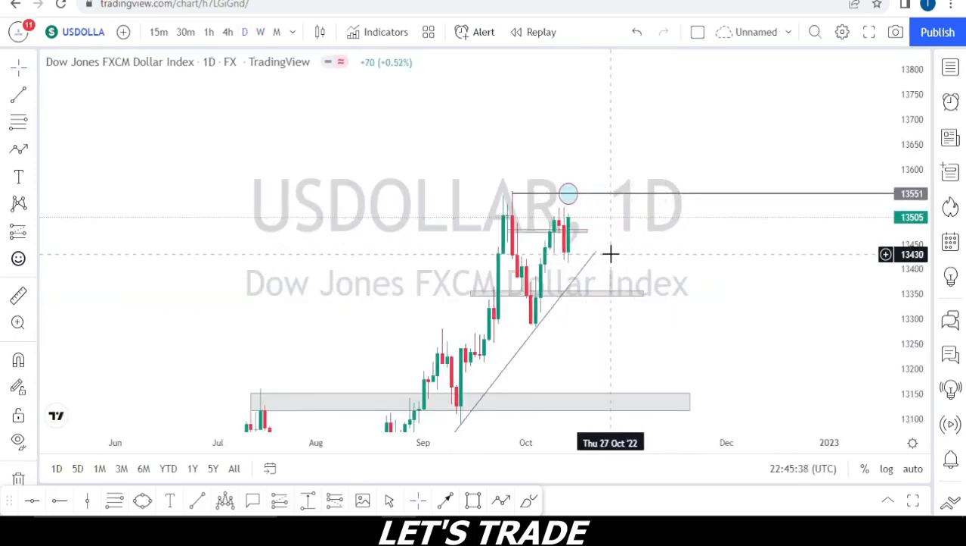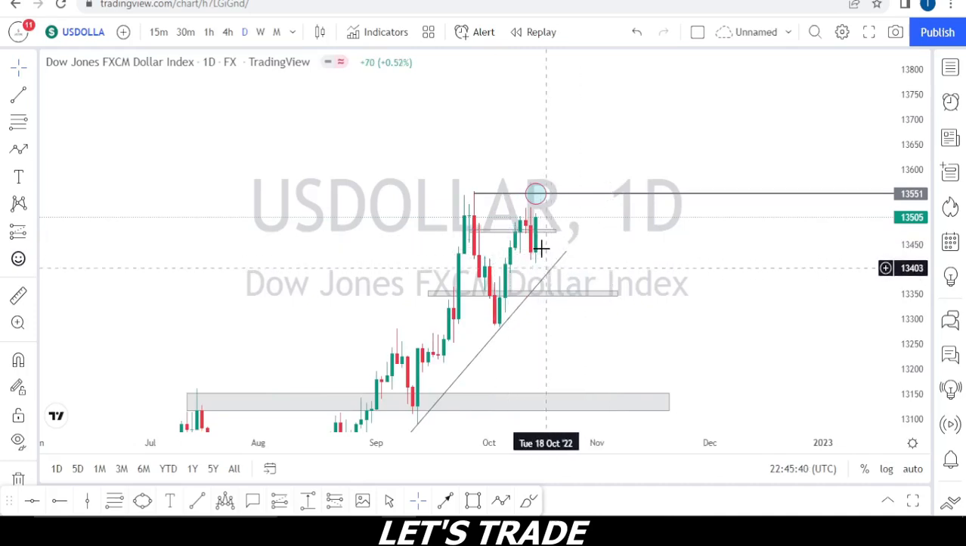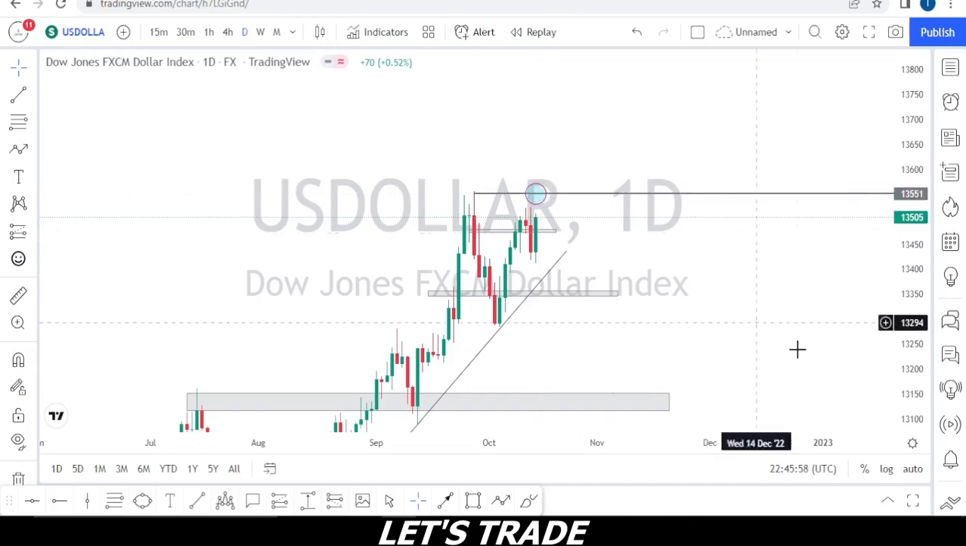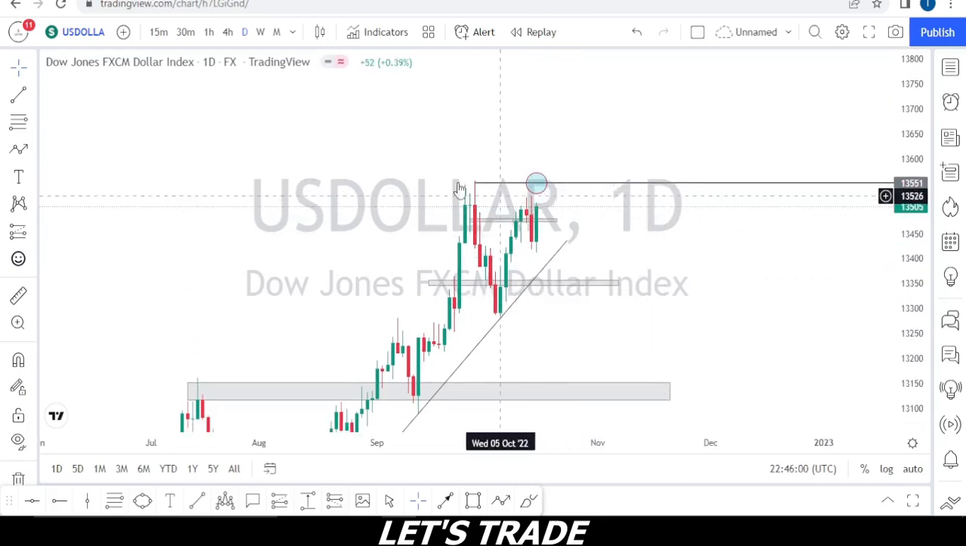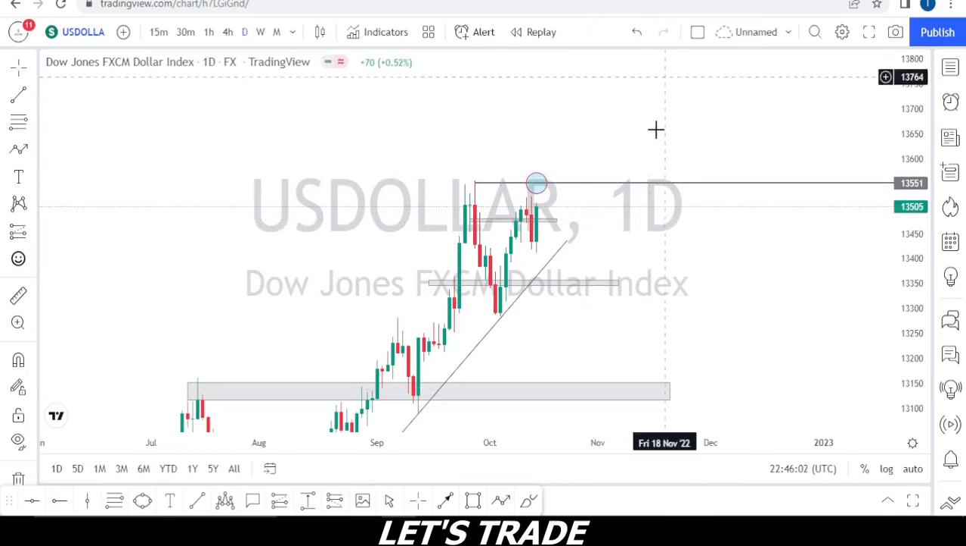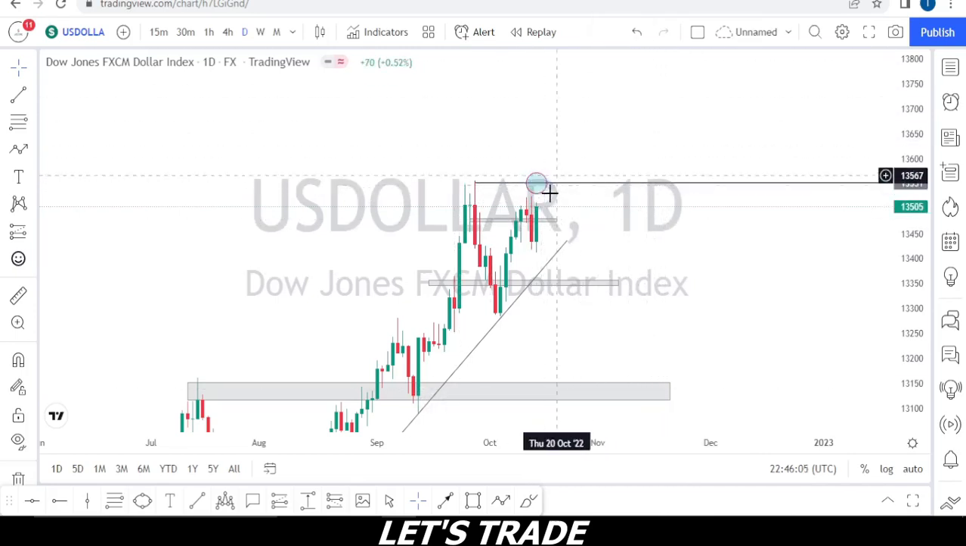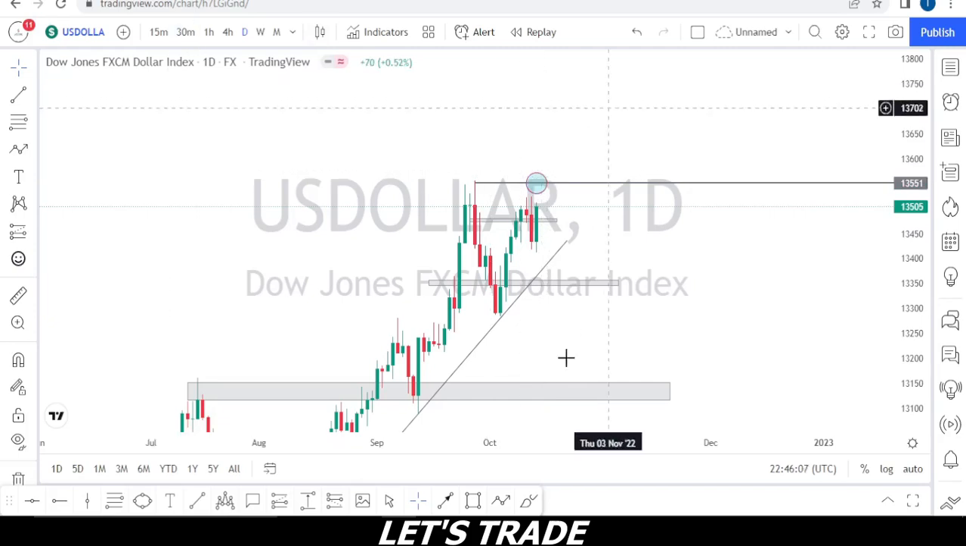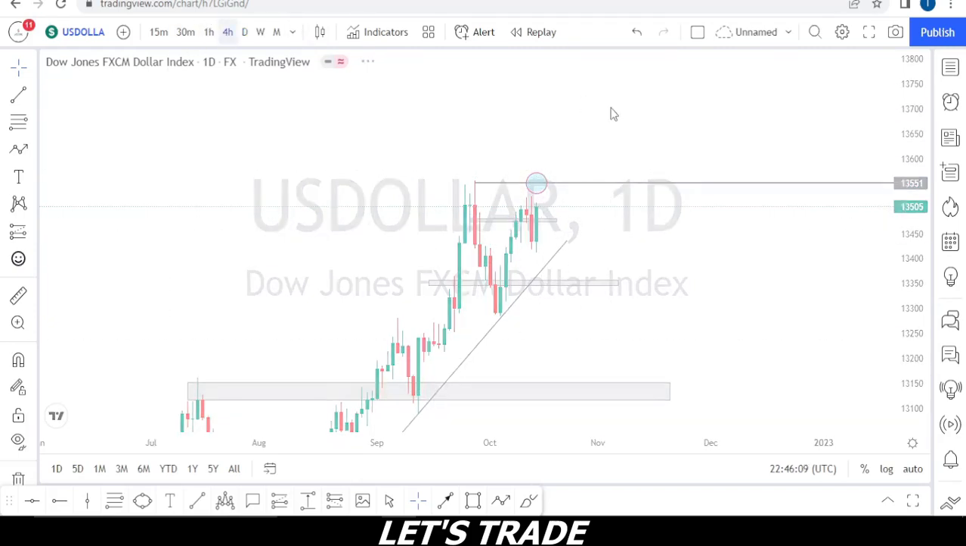On Friday we closed with a bullish engulfing candlestick pattern, as you can see here. If the dollar is to fall, I actually believe the dollar is going to come into this zone to give us something like a double top pattern before dropping down, or probably we can break above and keep pushing up. But first of all, I want to see price come into this level. So last week Friday we closed with a bullish engulfing candlestick pattern.